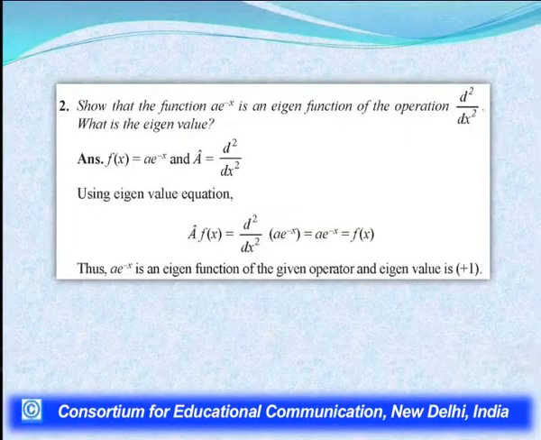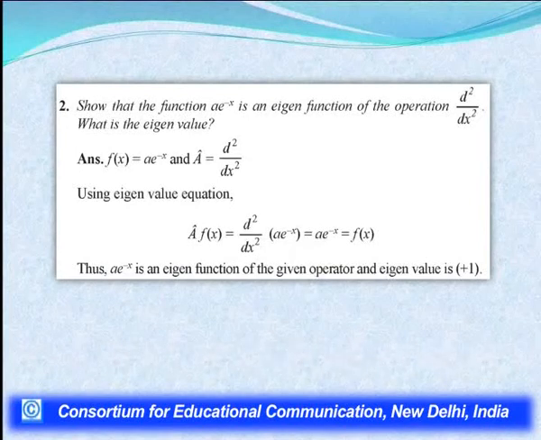Next question: show that the function a e to the power of minus x is an eigenfunction of the operator d square by dx square, and what is the eigenvalue? So in this, my function is a e to the power of minus x, and my operator is d square by dx square. So in this, we simply have to double differentiate the function. I'll apply the operator on the function f(x), that is d square by dx square of a e to the power of minus x.